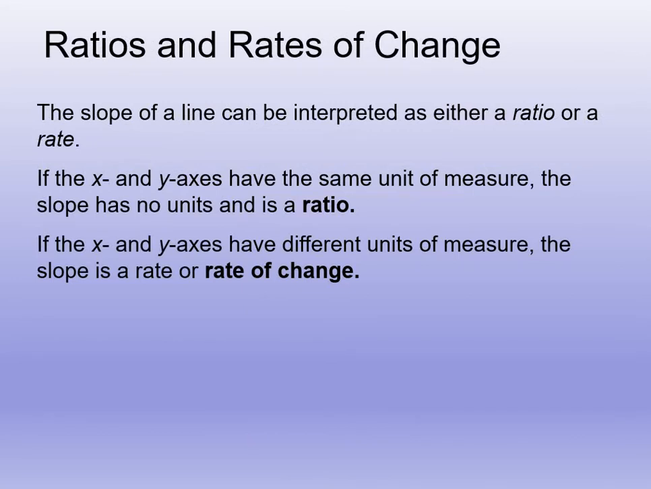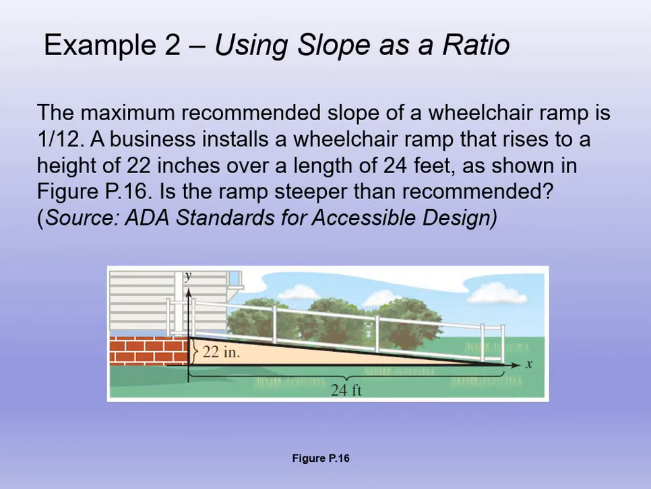A rate of change, distance over time, units of measure. So slope, remember, is always considered the rate of change or the velocity, but it's distance over time for the most part. So we can use slope as a ratio here. If the maximum recommended slope of a wheelchair ramp is 1/12, and a business installs a wheelchair ramp that rises to a height of 22 inches over a length of 24 feet, as shown in the figure below, is the ramp steeper than recommended?